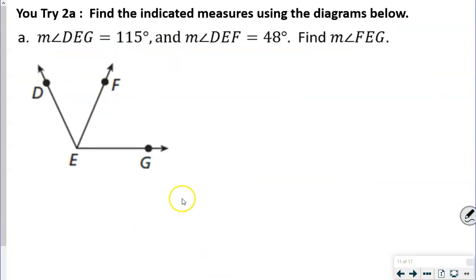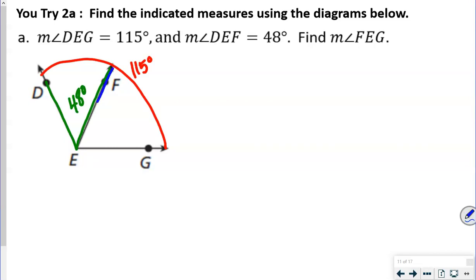All right, so the next one says find the indicated measure using the diagrams below. The measure of DEG, again, we have the whole big measure. DEG is 115 degrees, right? Then we have DEF. DEF over here is 48 degrees, and then it's saying find FEG. So let's see if you guys can do this one. Pause me and come back to me when you're done.